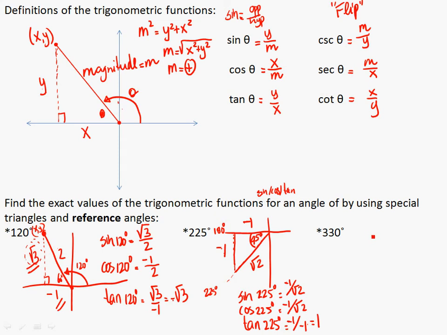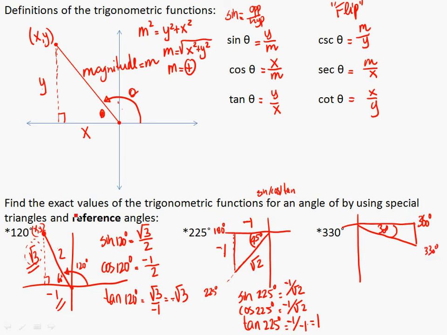So last thing here is 330. So where's 330 degrees? Well, that's close to 360, right? How much am I short of 360? 30. So this angle is 30 degrees. Are you guys okay with that?